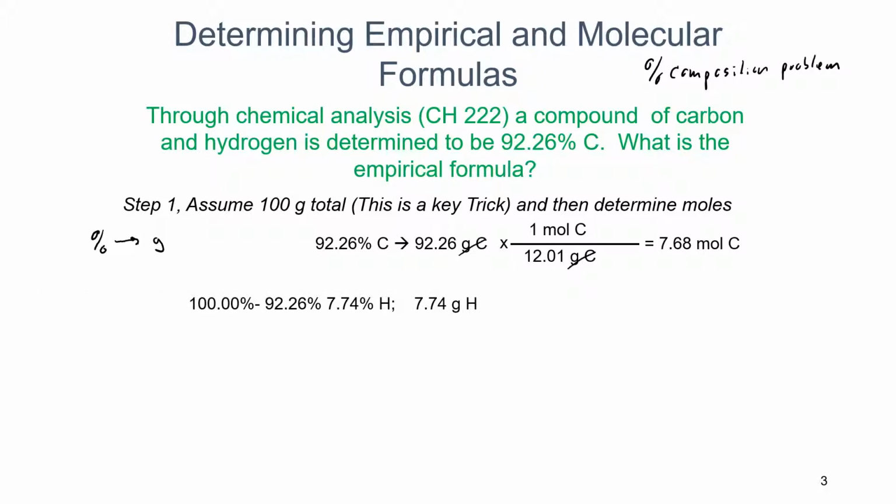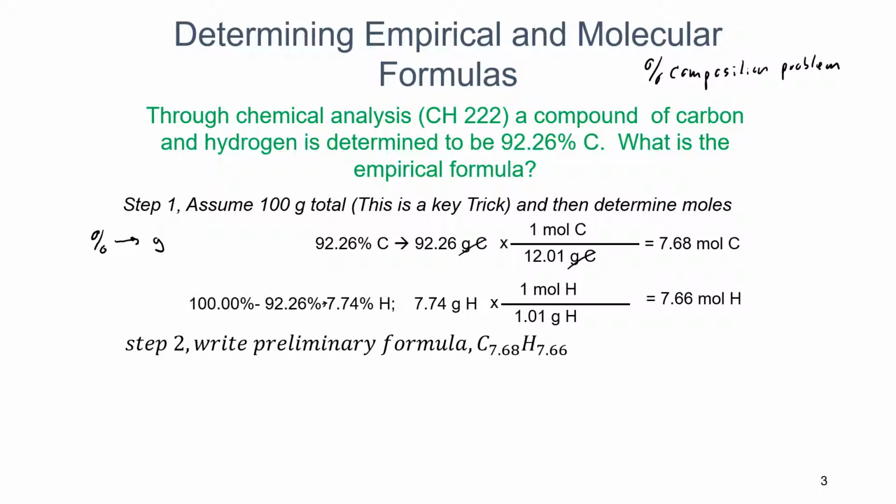And then the remaining part of the compound is 100% minus 92.26%, or 7.74% hydrogen. Just like our same trick, we convert percentage to grams, so we get 7.74 grams of hydrogen. We can convert that to moles, just like we did with carbon, and that gives us 7.66 moles of hydrogen. Okay, so now we have moles of carbon, moles of hydrogen, and the next step is to write a preliminary formula. So this is the way I like to do it.